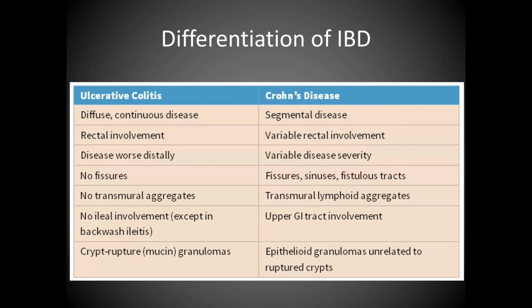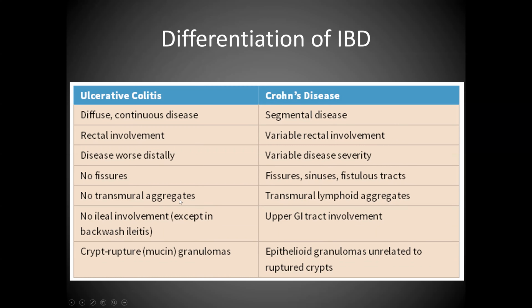And of course, in differentiating these two, the classic features we use to differentiate ulcerative colitis from Crohn's disease is continuous diffuse disease versus segmental, so-called regional enteritis, as it used to be called. Rectal involvement is nearly universal in ulcerative colitis, but quite variable in Crohn's. Progressively worse disease distally, and highly variable with Crohn's disease. Fissuring ulceration is not usually seen with ulcerative colitis, whereas that's classic for Crohn's disease, as well as the development of fistula tracts and sinuses and so forth.